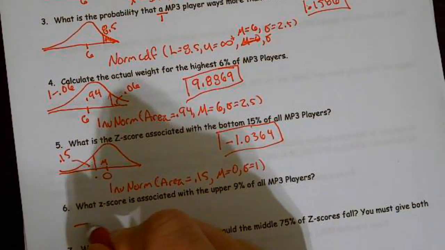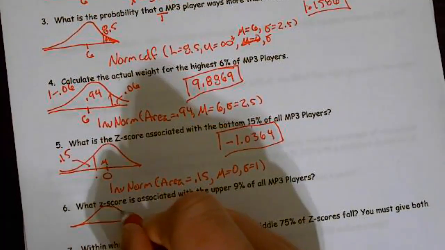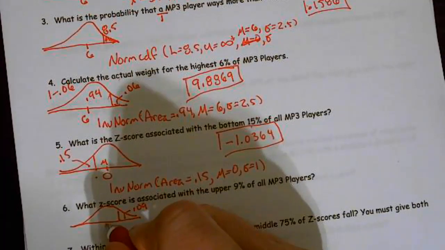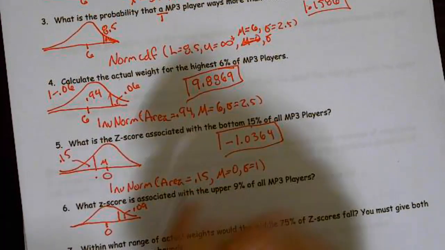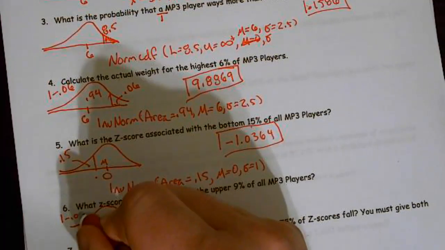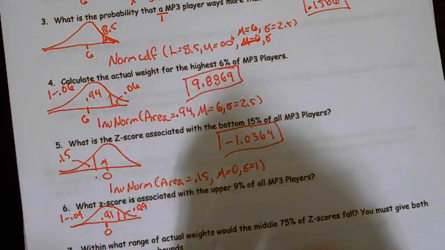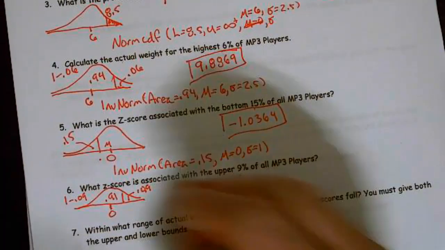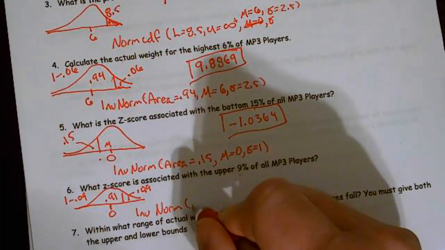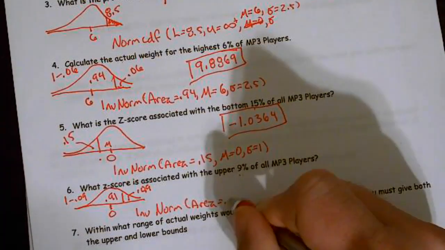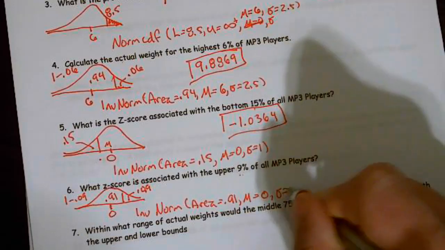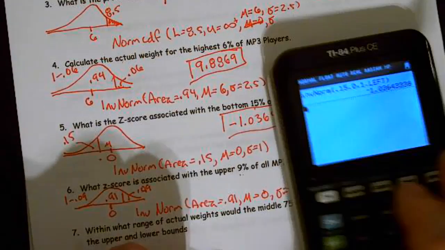So, okay, we have the upper 9%. Again, we make our graph. This is 0.09. But all z-scores are centered at 0. Standard deviation is 1. Well, please remember, we're working from the left, so we have to do the 1 minus 0.09, which gives us 0.91. They gave us a percent, so we're doing an inverse norm. And our area equals 0.91. Our mean is 0. Our standard deviation of 1. And again, we're using 0 and 1 because they're asking for a z-score.